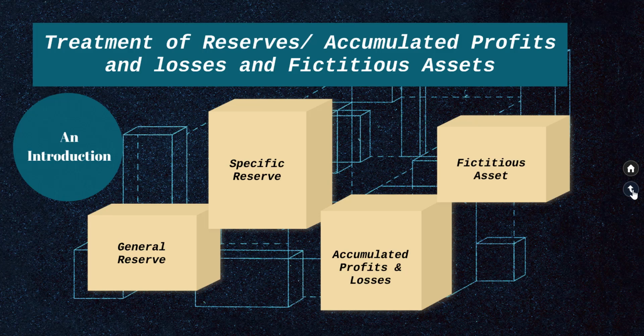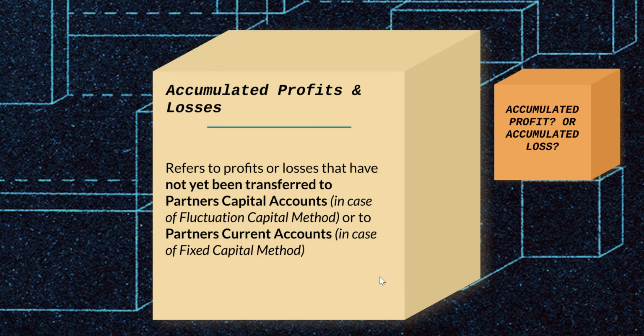Next, we'll understand what is accumulated profits and losses. Now, accumulated profits and losses refer to profits or losses that have not yet been transferred to the partner's capital accounts in case of fluctuating capital method, or to partner's current accounts in the case of fixed capital method. So ultimately, in a partnership firm, the profits or losses will be transferred to the partner's capital accounts in the case of fluctuating capital method and partner's current account in the case of fixed capital method. But where there is a P&L balance in the balance sheet, it refers to either a profit or loss that has not yet been transferred to the partner's capital or current account.